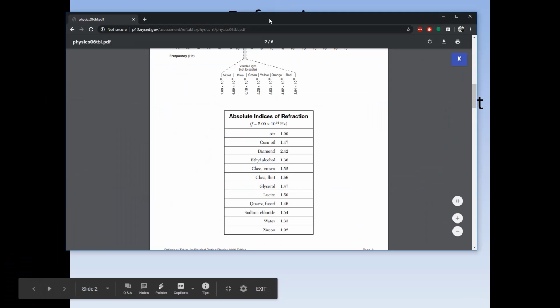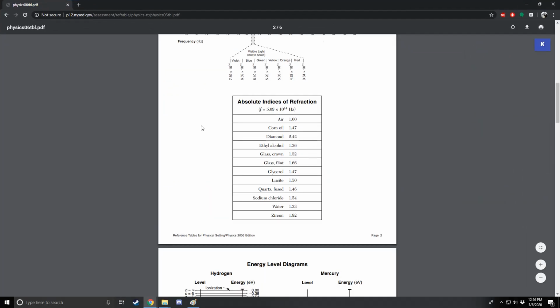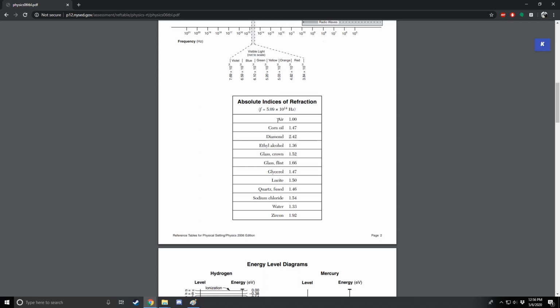On the reference table, you do have indexes of refraction. It's on page 2. You have air, which is given an index of refraction of 1. That's a rounded figure. So light is, for the most part, traveling the same speed in air as it does in a vacuum. But then we have something like diamond, which has an index of refraction of 2.42, so light's going to travel significantly slower by this amount in diamond.